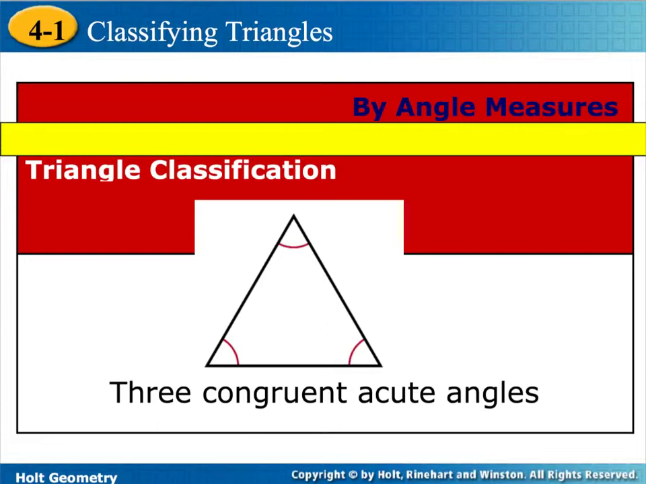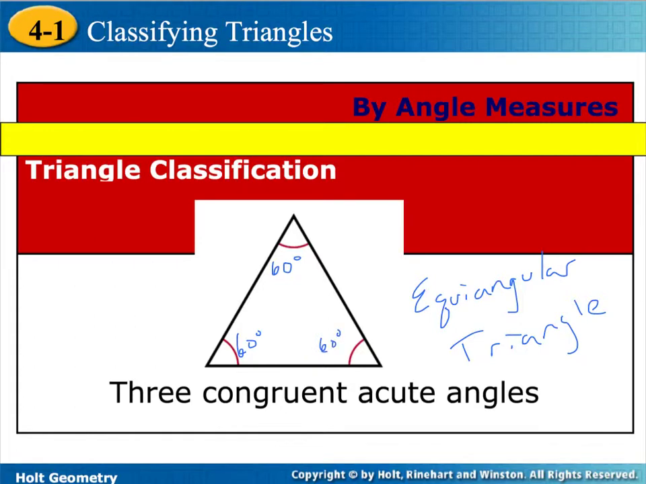Second one that deals with angle measures, we're talking about three congruent acute angles. Even though they are acute angles, these are three congruent, and it's got a special name, and it's called an equiangular triangle. So three congruent acute angles means that it is going to be an equiangular triangle. If I asked you what those degree measures would be, well, we know that a triangle adds up to 180 degrees, so each angle would have to be 60 degrees in order for it to be an equiangular triangle.